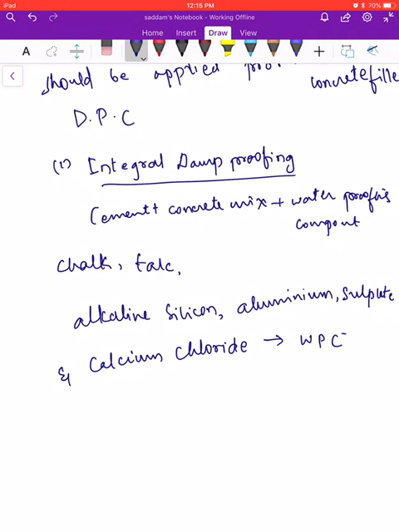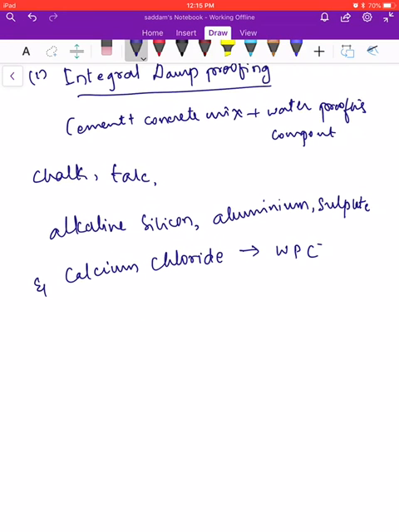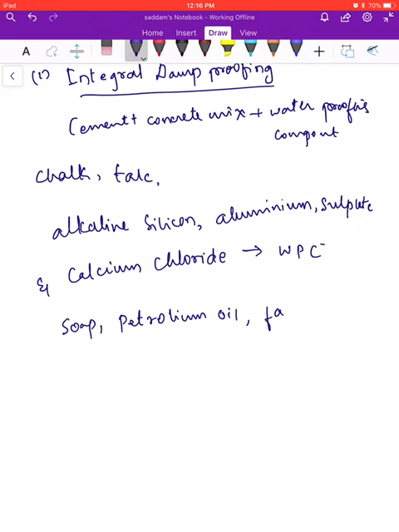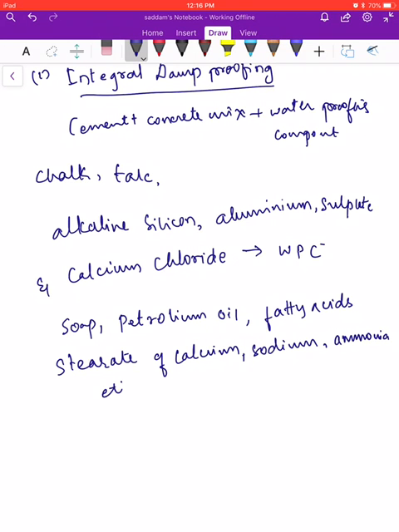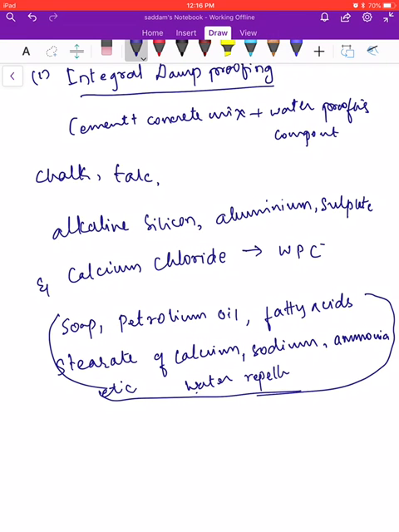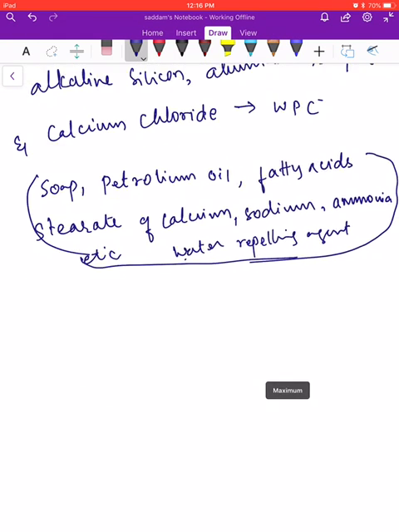Okay, WPC. This is another type of compound, such as soap, petroleum oil, fatty acids, stearate of calcium, sodium, ammonia, etc. Now these compounds will act as a water repelling agent. Okay, so this is how integral damp proofing is done.